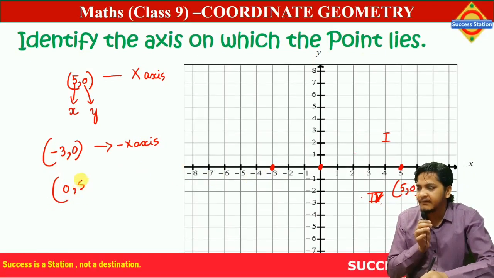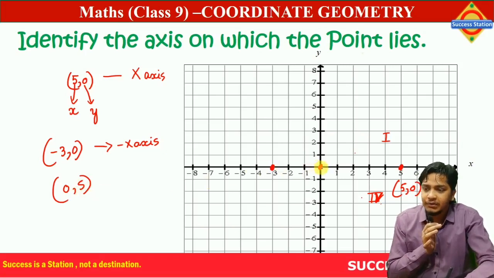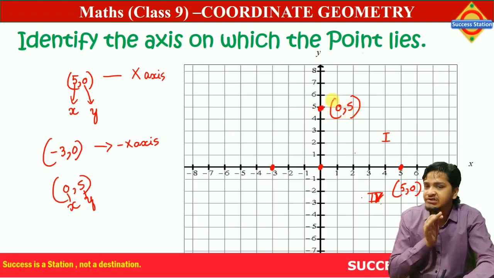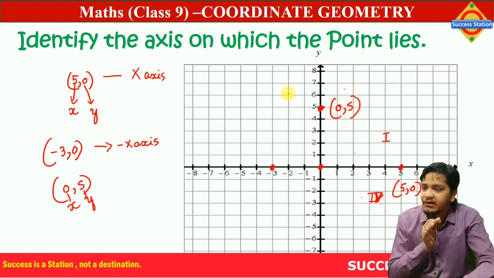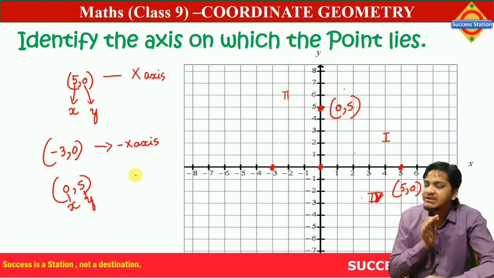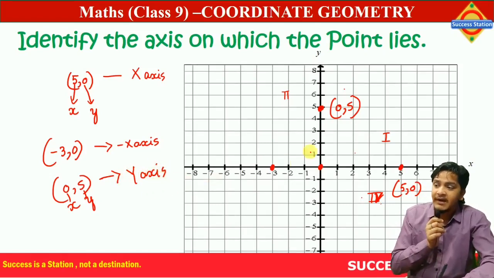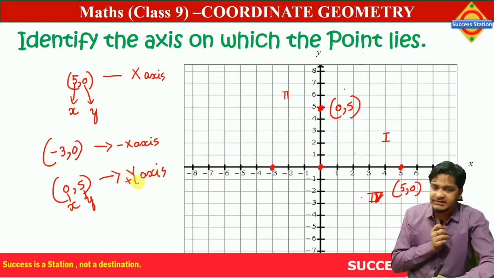0 comma 5. Where will it lie? We'll start from 0. We don't travel any x because x is 0. Y is 5, so we reach 5. So this will be 0 comma 5. This also does not lie in the first quadrant or the second quadrant. This lies on the y-axis. This is very important. This lies on the y-axis, and which y-axis? The positive y-axis.